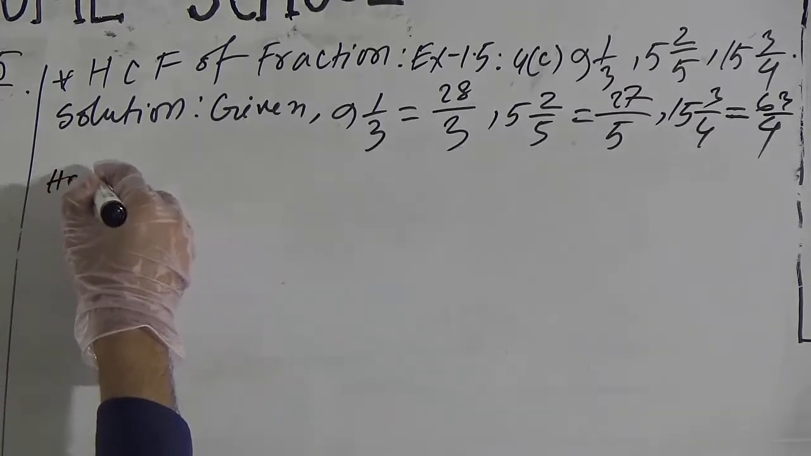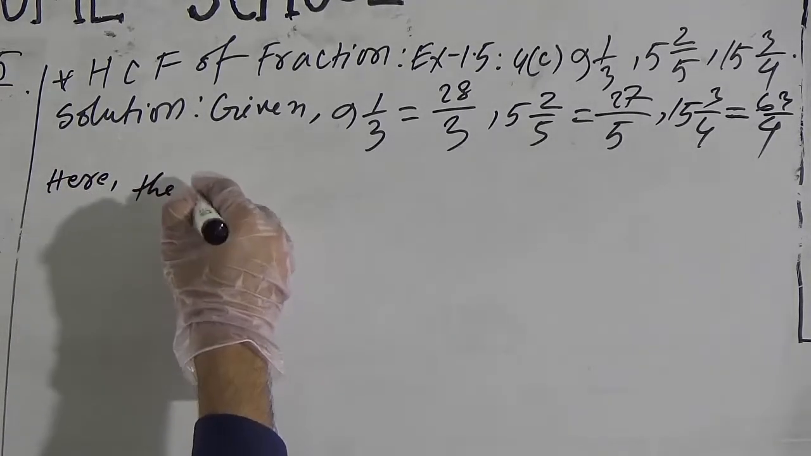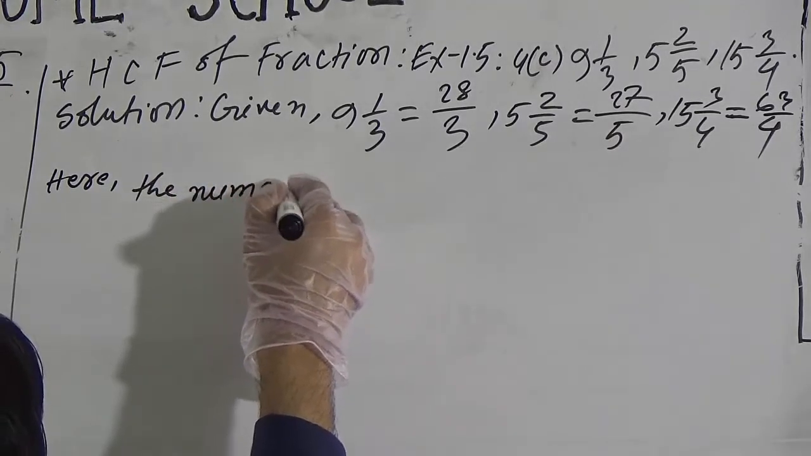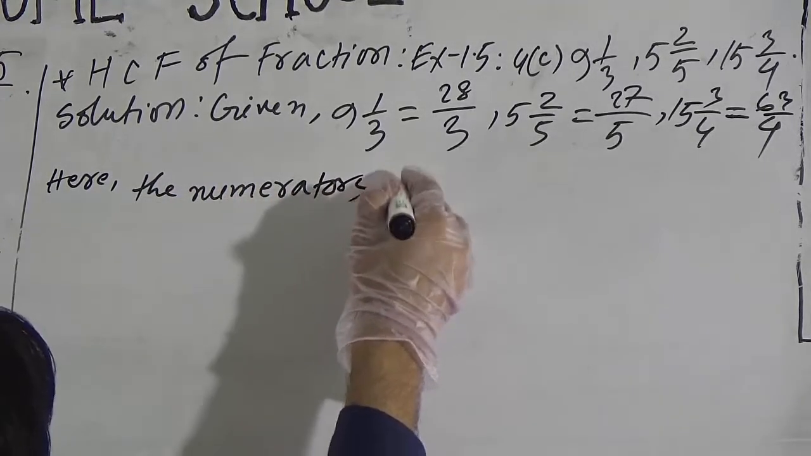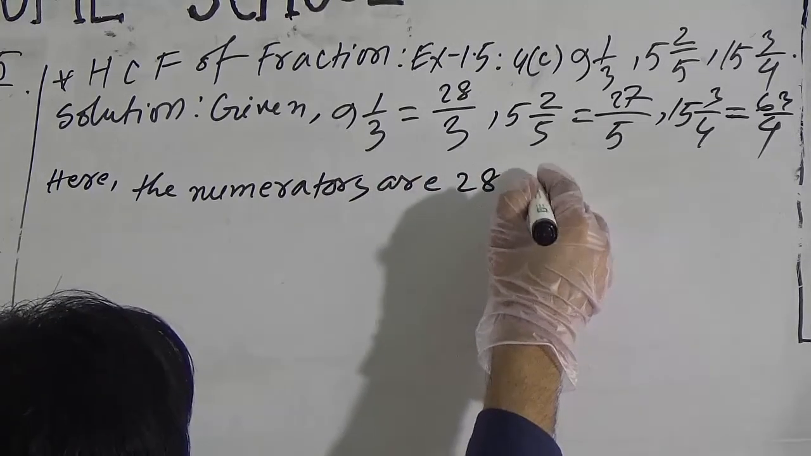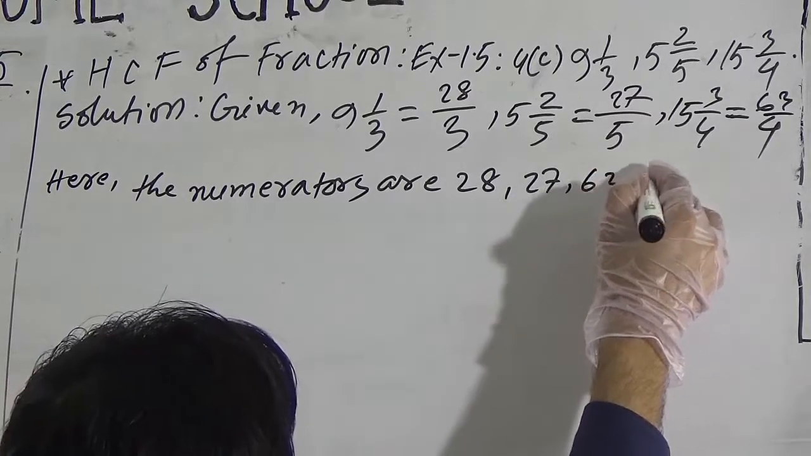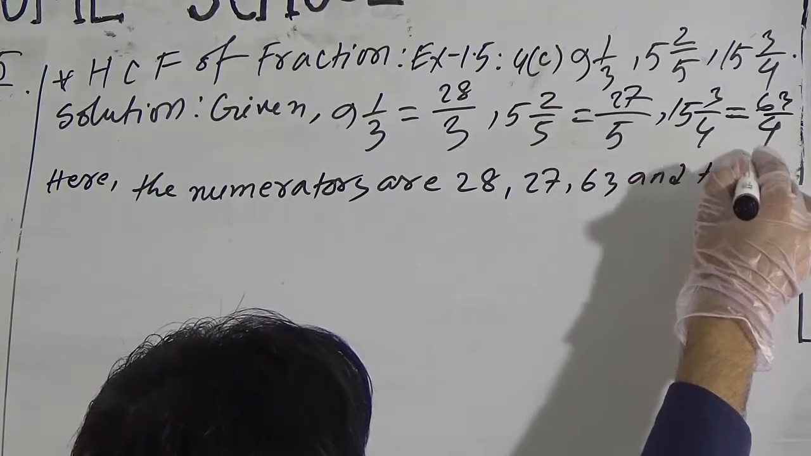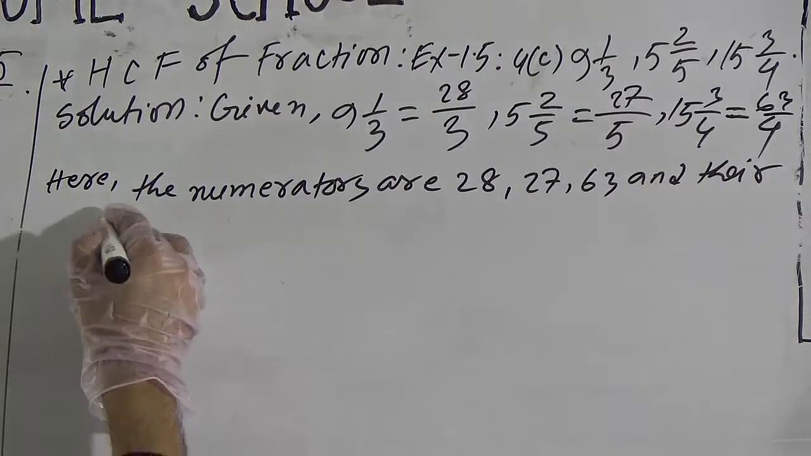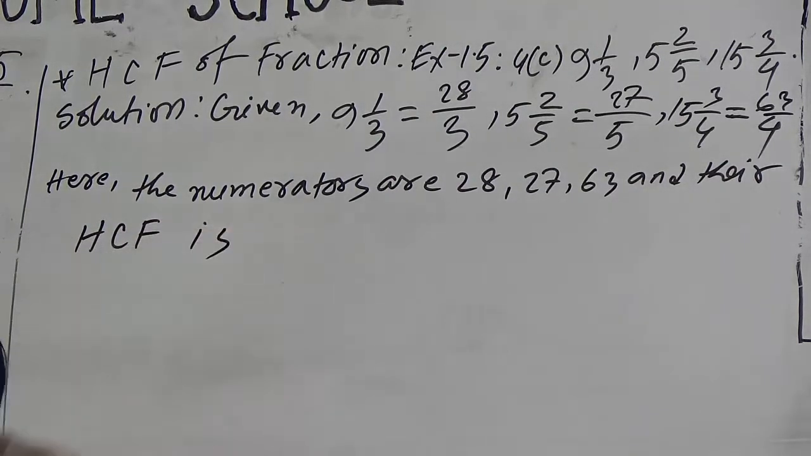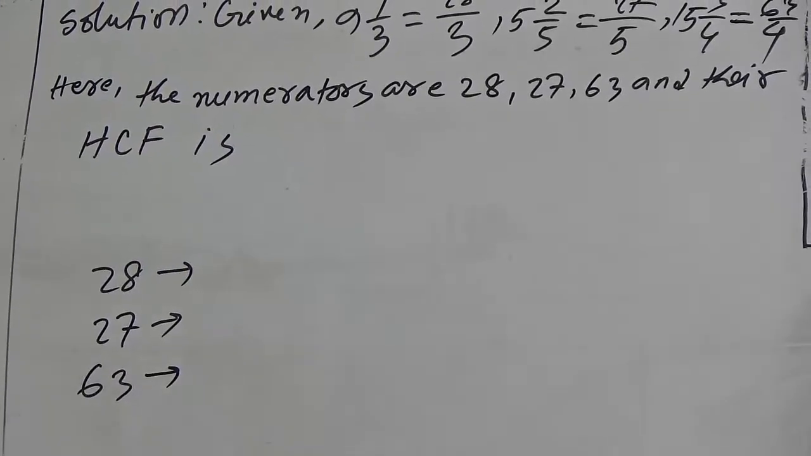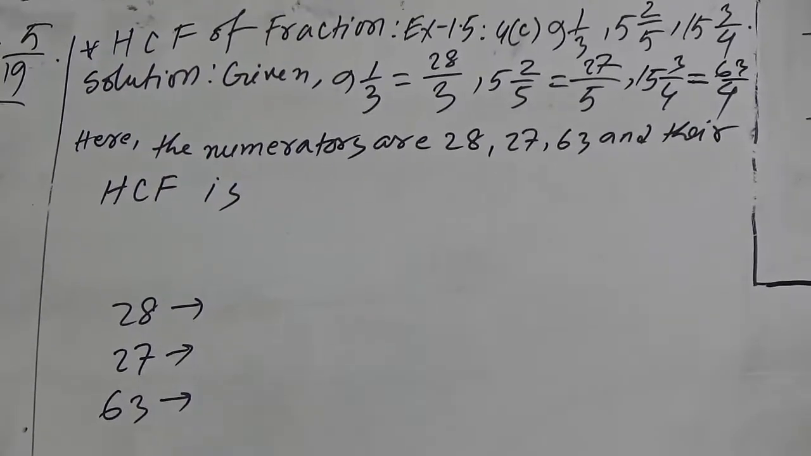Here the numerators are 28, 27, 63, and now I will show the HCF of 28, 27, 63. To do the HCF we can find the common factors here.